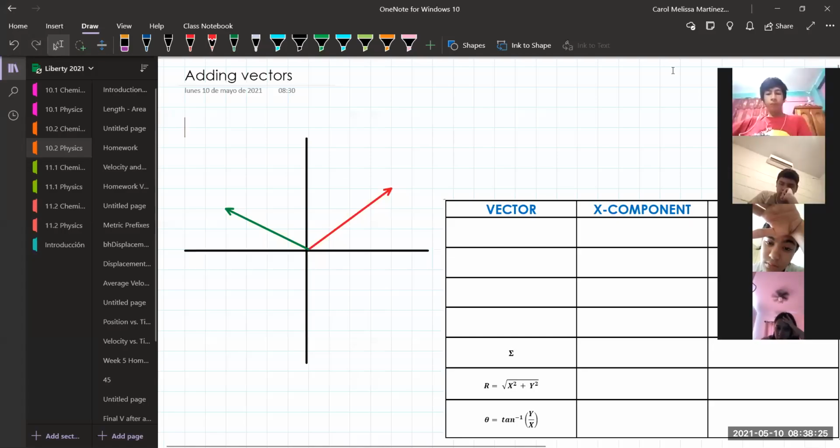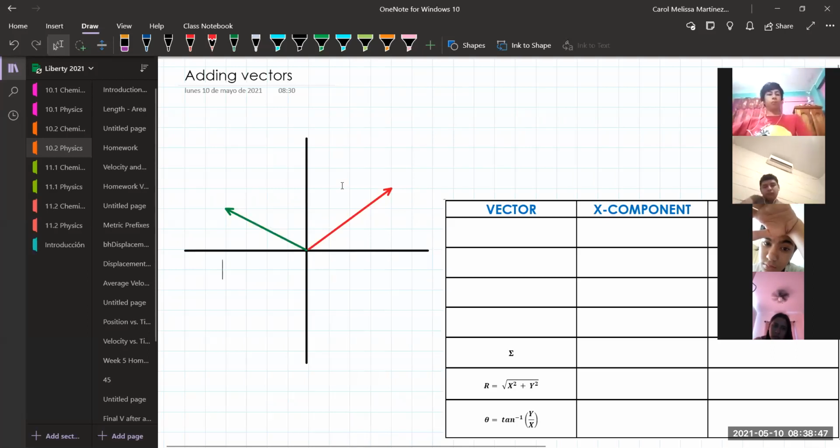You have over there two arrows. Okay, one arrow that is red and the other one that is green. And I promise it's not because of Christmas. That's not the reason. Okay, so a vector.